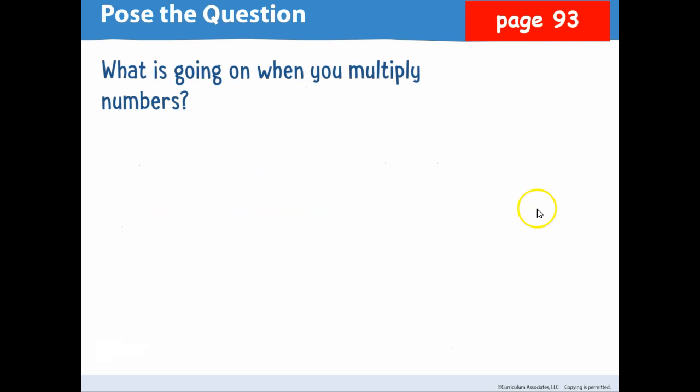Okay, go to page 93 for me, please. So here's a question I'm going to pose to you, okay? What is going on when you're multiplying numbers? What do you think? Jared? Okay, you're actually adding, but kind of like skip counting, either by 2s, 5s, 3s, depending what you're multiplying by, right?